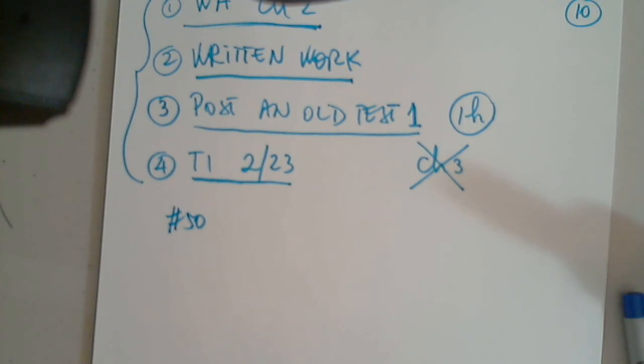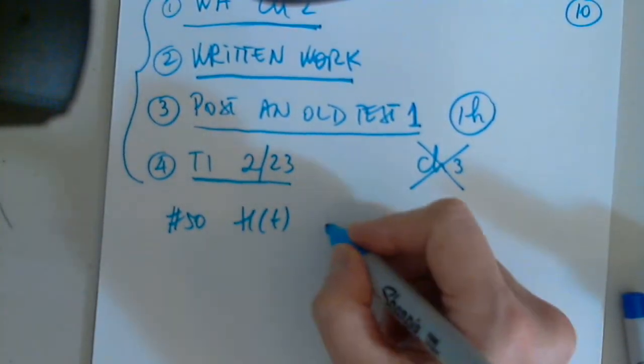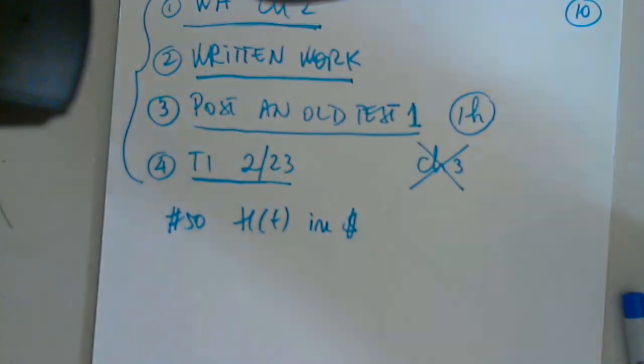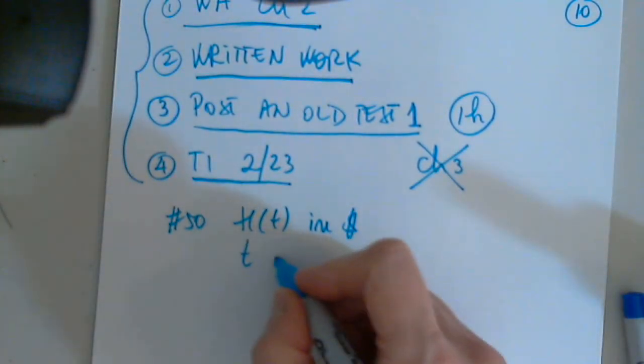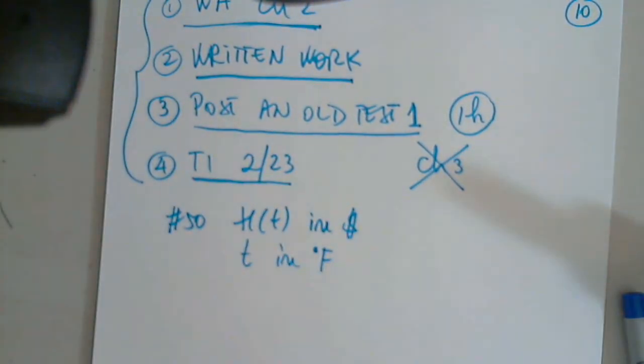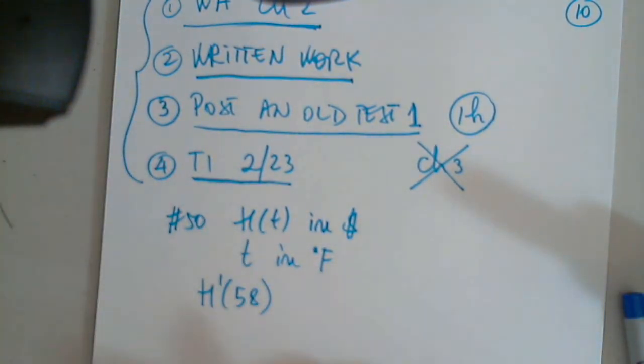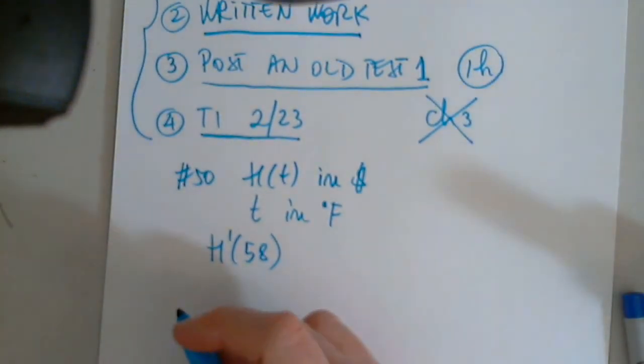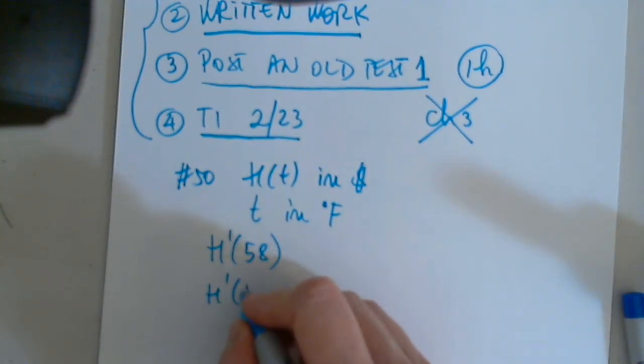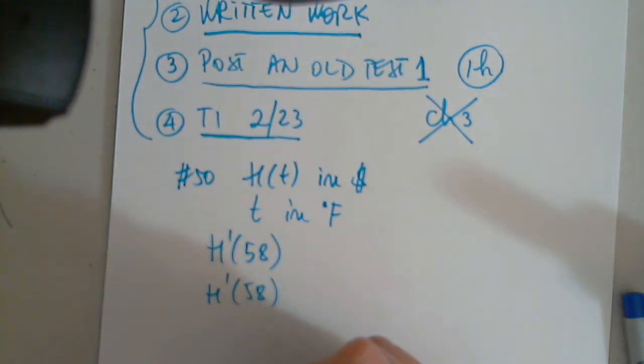Okay, H of T is the daily cost in dollars to heat an office building when the outside temperature is T degrees Fahrenheit. So H of T in dollars, T in degrees Fahrenheit. So what is the meaning of H prime of 58 and the units? And would you expect H prime of 58 to be positive or negative? Okay, so I'm going to stop sharing.